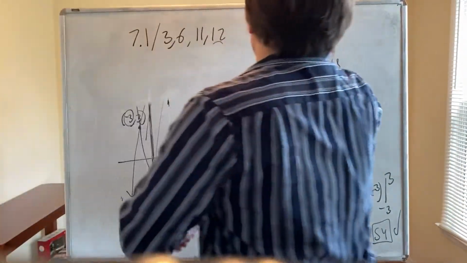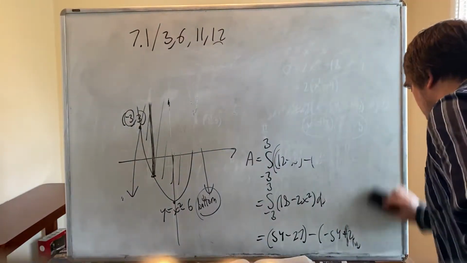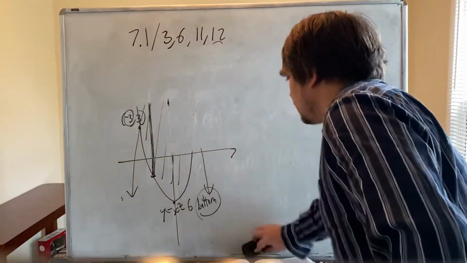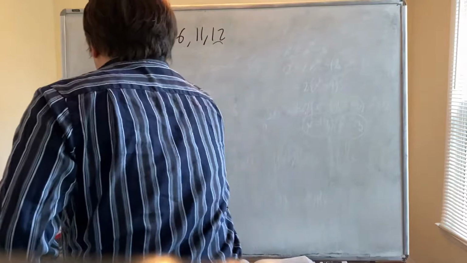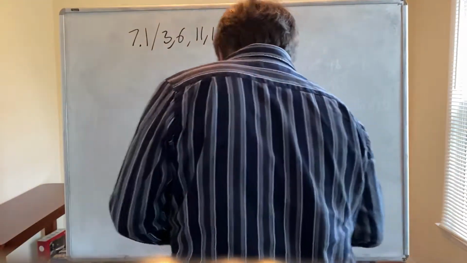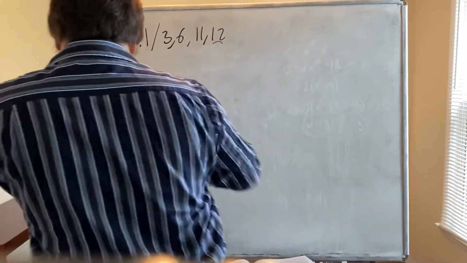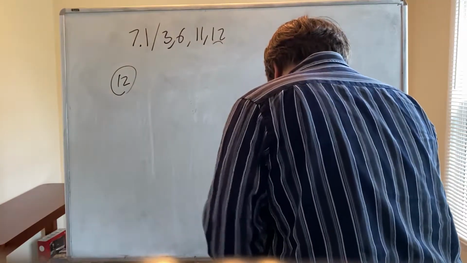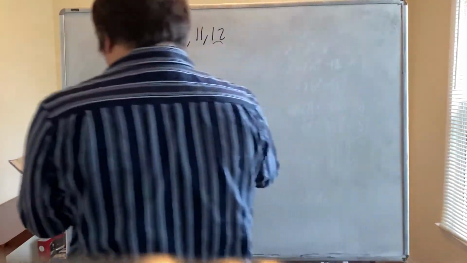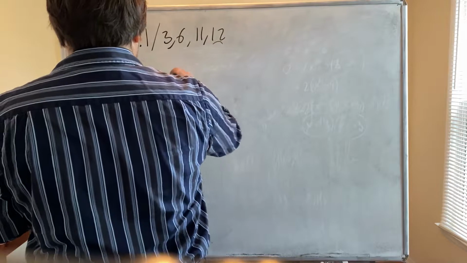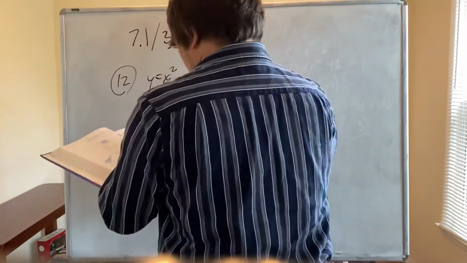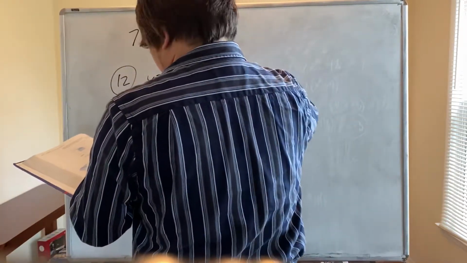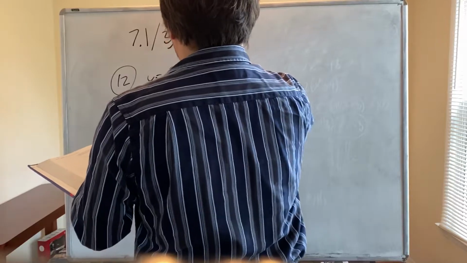Number 12. Sketch the region enclosed by the given curves and find its area. For 12, it's y equals x squared, and it's y equals 4x minus x squared.